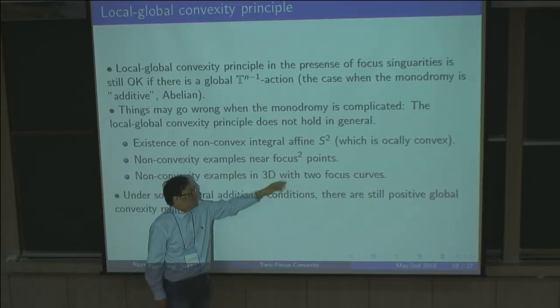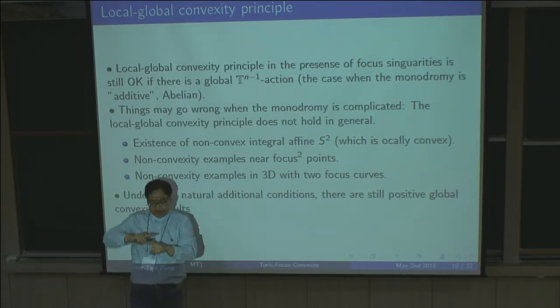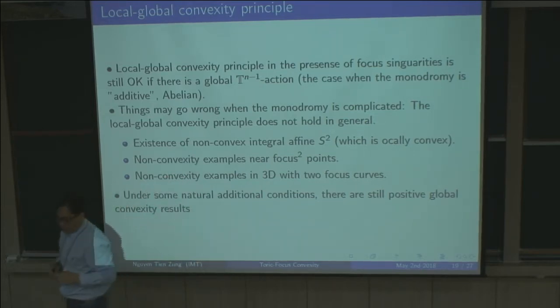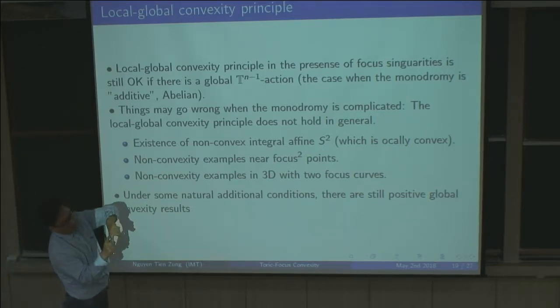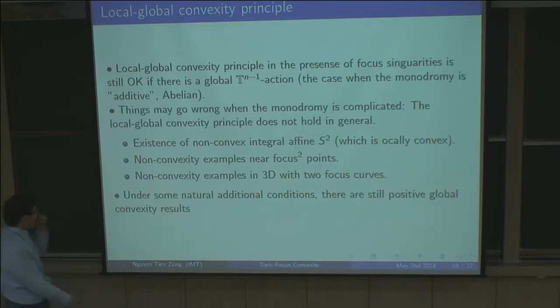Or actually, we do not need 8 dimensions. We need only 6 dimensions to have things like 3D, so 3 degrees of freedom with 2 focus curves. Then it already creates something which is locally convex and globally non-convex. Due to complicated monodromy, if two curves are like this, okay? So the monodromies do not commute with each other. That's the idea.